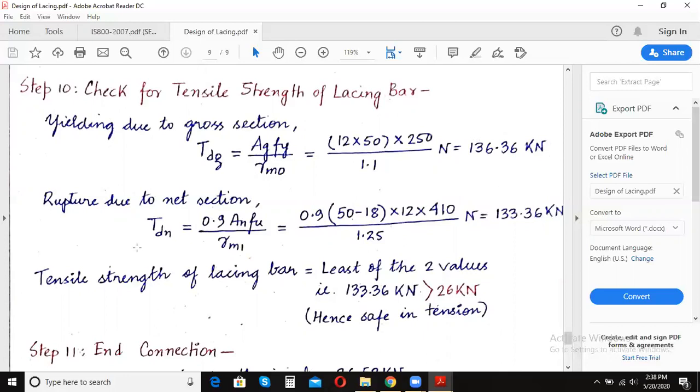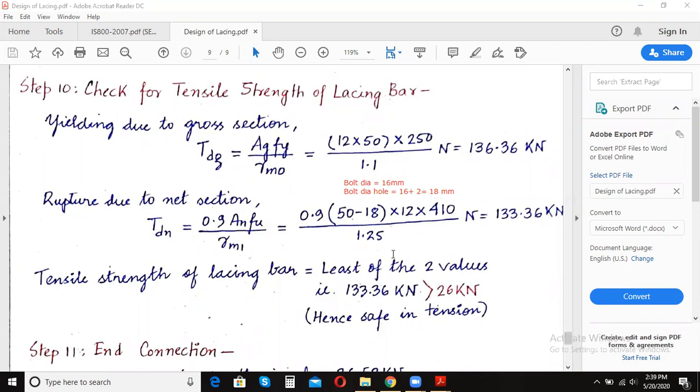For rupture due to net section, the design strength is 0.9 AN FU divided by gamma m1. What is AN? AN is the net area of the lacing, and it would be calculated by subtracting the bolt hole, that is 18 millimeters, from the width of the lacing. The bolt diameter adopted was how much? 16 millimeters. Bolt dia is equal to 16 millimeters, and hence the bolt hole diameter will be 16 plus 2 mm, that is equal to 18 millimeters.